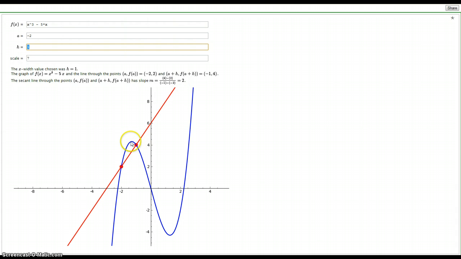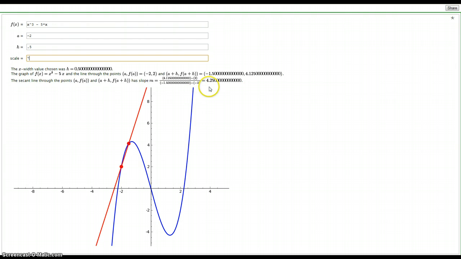If the red dot will be drawn to the left of here, then the slope should go up. Right? So let's try that. Let's try 0.5. This current slope is 2, and when we click out, we see, oh, that is a pretty drastic change. The slope is now 4.25.